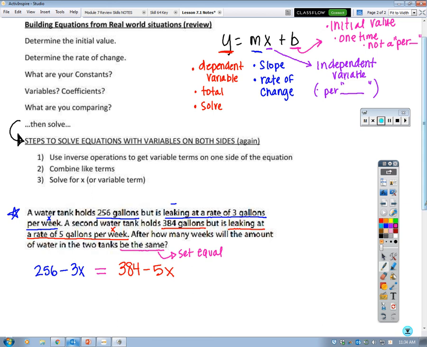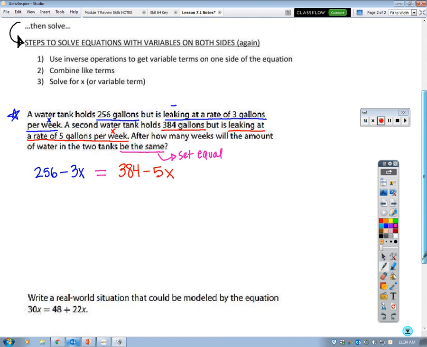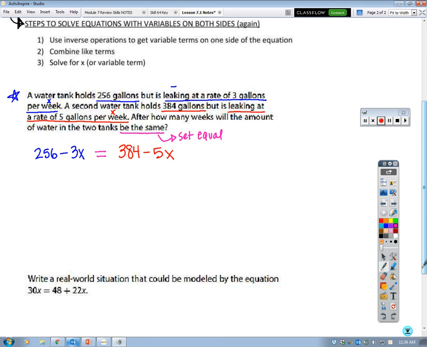And so the steps to solve, now that we've set this up, would be using inverse operations to get the variable terms on one side of the equation, get the constants on the other, and we're setting them equal to each other. So variables on one side, constants on the other.